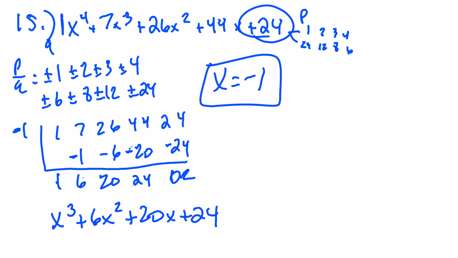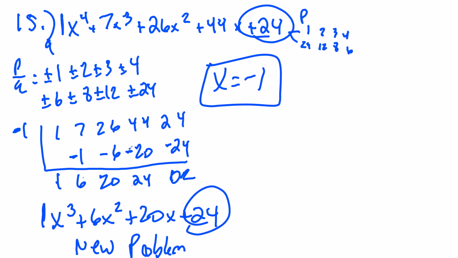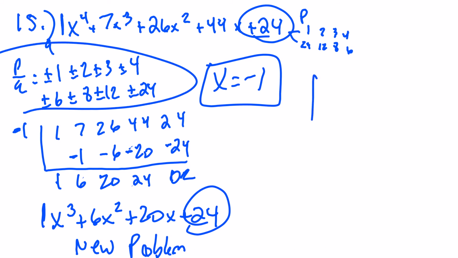So now I have to make up basically a new problem, where that's my p and that's my q. Since my p and q didn't change, I get to use the same list. So I put a new box. I put 1, 6, 20, and 24 outside the box. This time I'm going to guess 2.